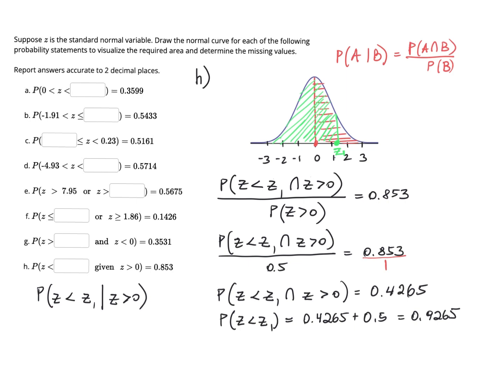This amount is 0.4265. If this chunk, this intersection, is 0.4265, I can add this quantity with the 50% of area to the left of 0, and it gives me together the amount of area to the left of z sub 1 to be 0.9265. All I need to do now is find this unknown score, z sub 1, with the help of the area to its left using technology.